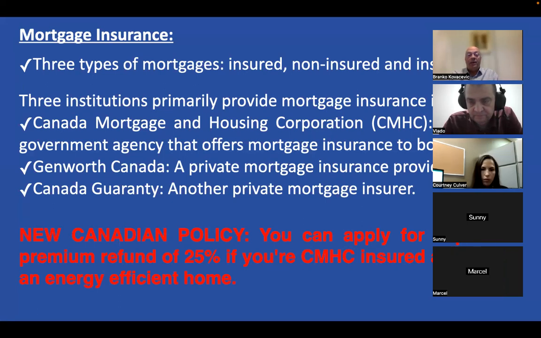That insurance can be either paid in cash or added to the mortgage and stretched through the whole amortization period. The federal government also has a new policy for energy-efficient homes. They'll give discounts of up to 25% on default insurance. So it's important for realtors to pay attention to those certificates that can save money for clients and maybe help sell the property more easily as well.